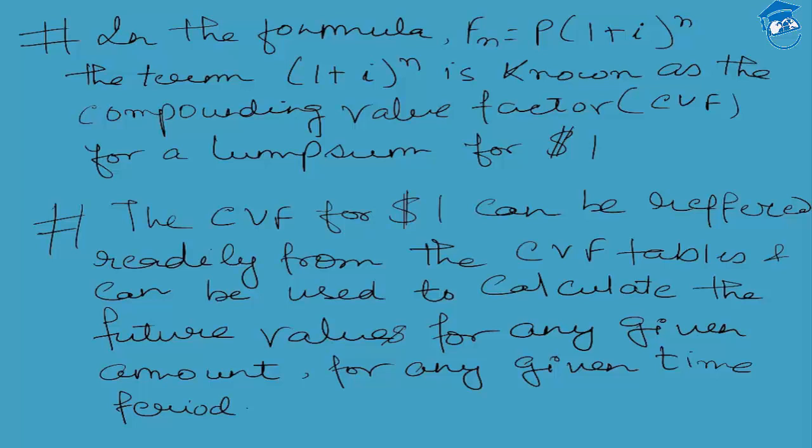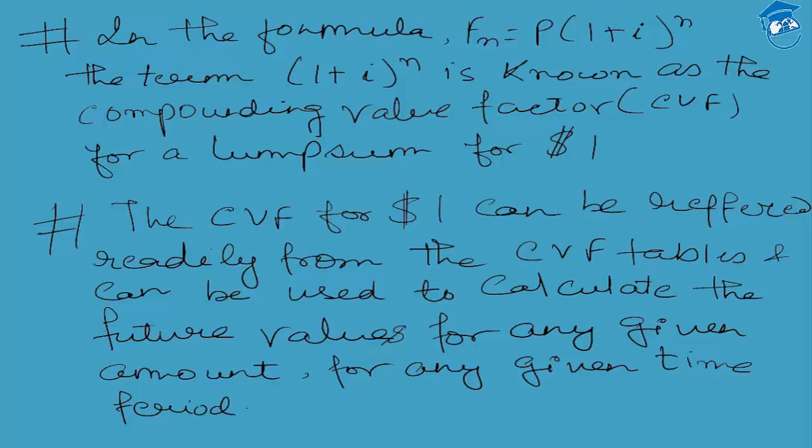We simply refer to the tables and cherry pick the i for which we want to solve, the i for which we want the P to increase, and then we refer to the n, the number of years for which we want to compound our present value. We take the figure from there and multiply it with the P. So that is a simple shortcut formula, but behind this shortcut formula lies the actual conceptual framework which I have discussed with you in the previous slides. So they are a ready reckoner.